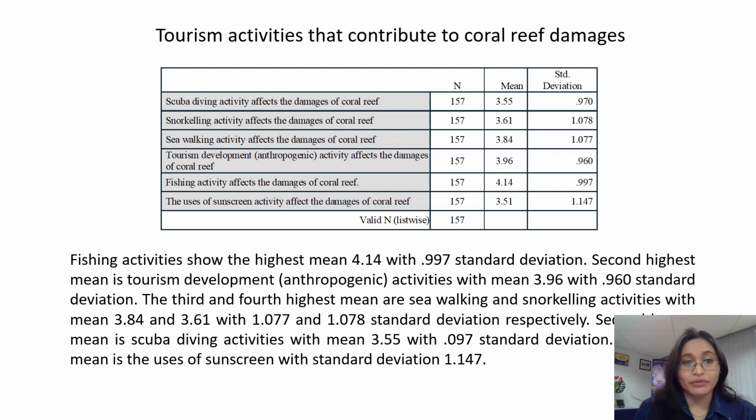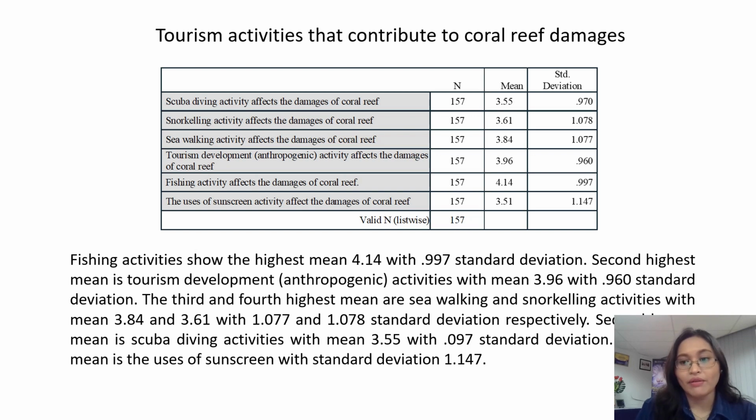So the output from our questionnaire, according to the slide: fishing activity showed the highest mean, 4.4 with a 0.997 standard deviation. The second highest mean is tourism development activity, and the third and fourth highest means are sea walking and snorkeling activity.